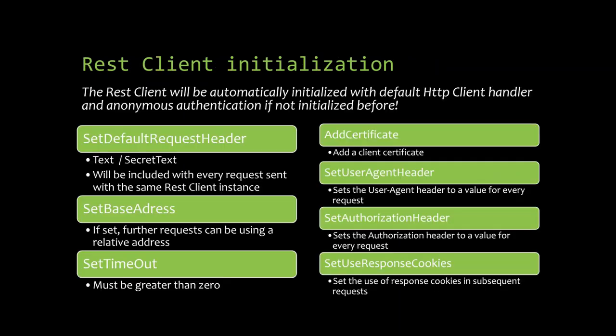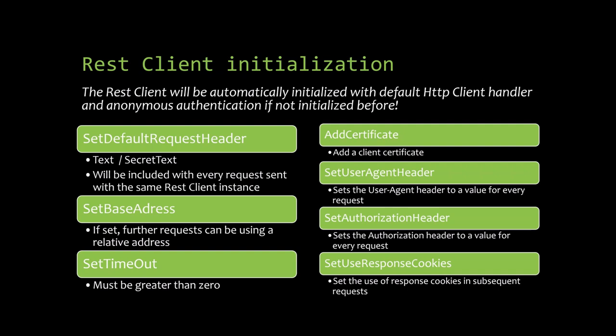So apart from the initialize function to pass in the authentication and the client handler, there are a number of other properties that you can set as part of the initialization. You can set a default request header, either a text or a secret text, and that default request header will be included with every request that is sent with the same REST client instance. So that is set once and sent multiple times.